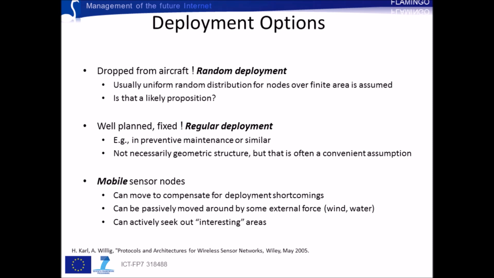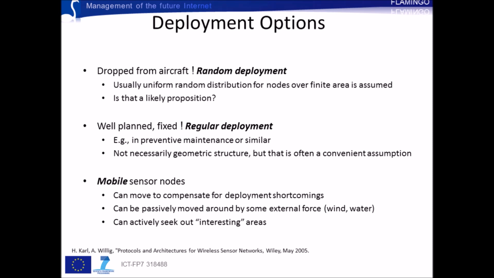Usually, uniform random distribution of nodes over finite areas is assumed in this case. Is that a likely proposition? Answer yourself. Well, planned fixed deployment is usually used today, so you are speaking of a regular deployment. An example would be preventive maintenance or similar areas to support. Not necessarily a geometric structure is required here, but that's often a convenience assumption. Just think about the example at the beginning of this course with the room temperature in your house.